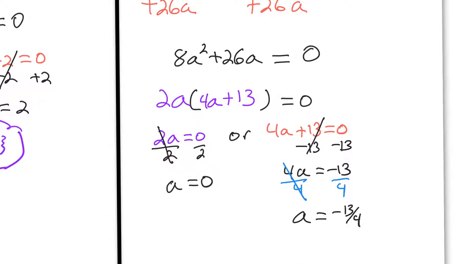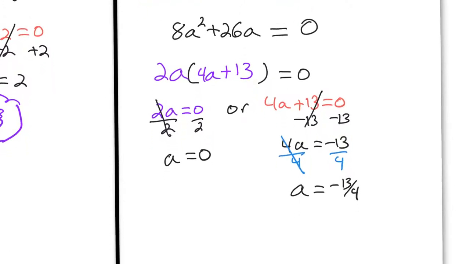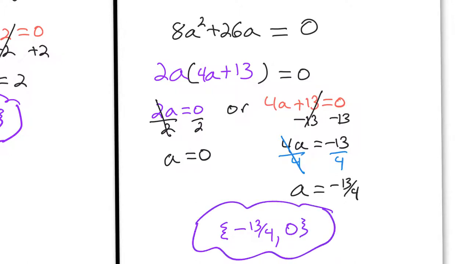Do not turn it into a mixed number. You cannot reduce negative 13 over 4. So we got our solutions. My first solution in brackets is negative 13 over 4, comma, 0 is my second solution. So we got the two answers, and negative is always smaller than 0. So that's why that one goes first. It's nice to have them in order from lowest to highest.